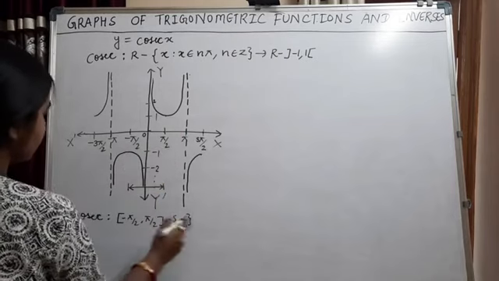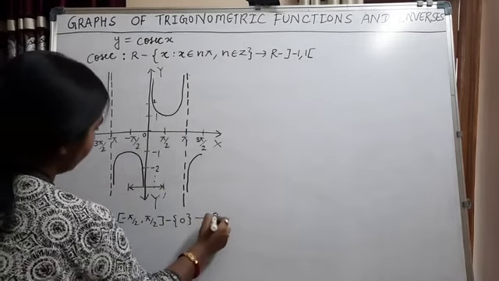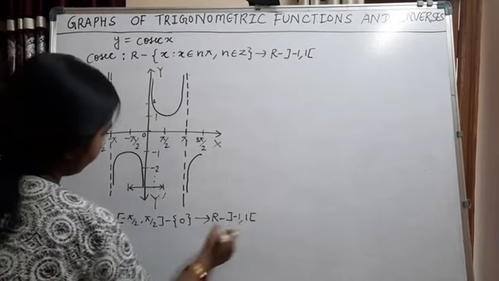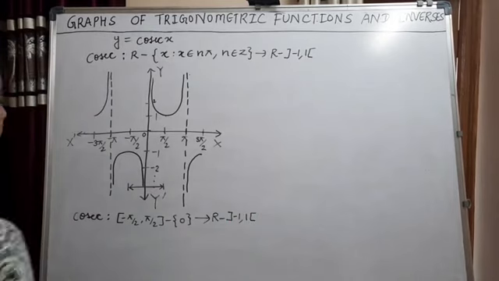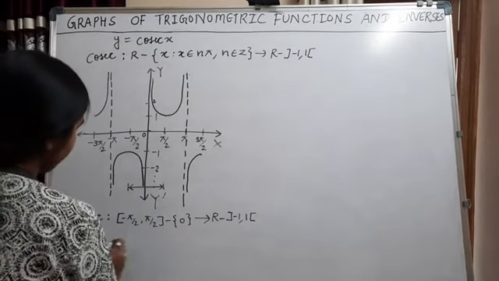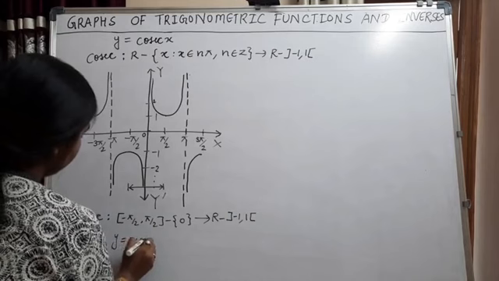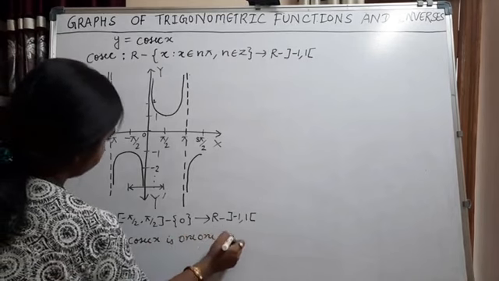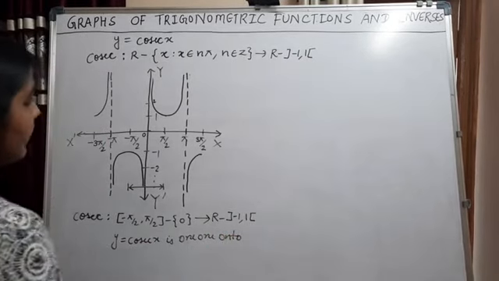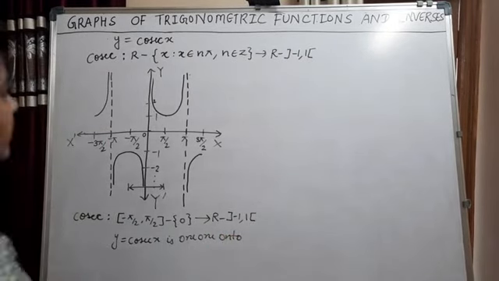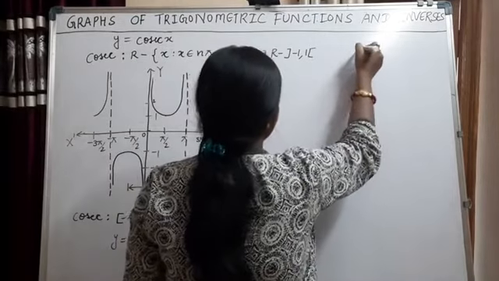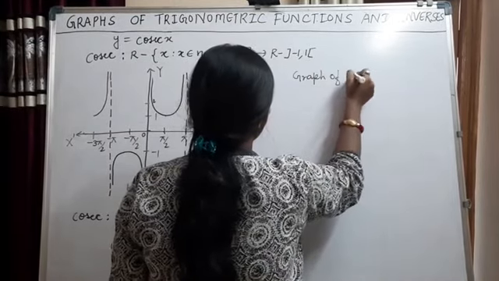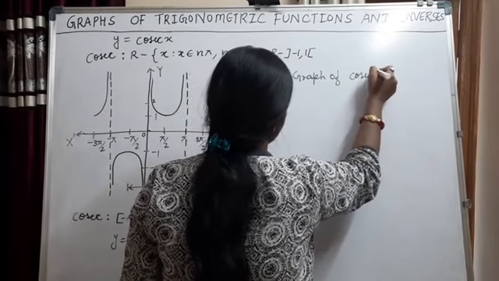Then in this part, the range value will be all real numbers except the open interval minus 1 to 1. So if we are taking it like that, we'll write here y equals cosec x is 1 1 on 2, and if it is 1 1 on 2, we can find the graph of cosec inverse x. So we will draw the graph of cosec inverse x.